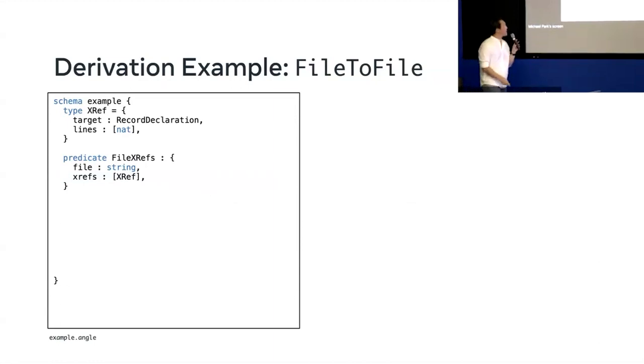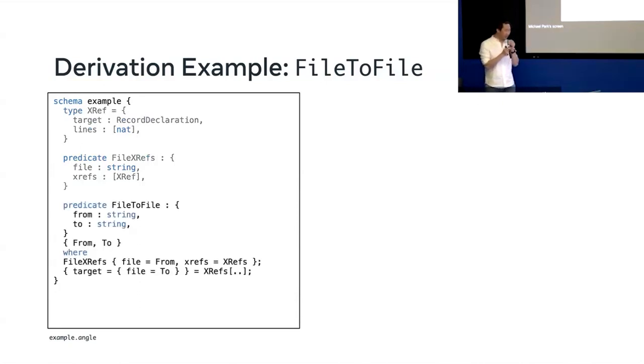Okay, so I'll show you this example. It's called file to file. The setup is exactly the same as before. We have the xref, which points to a target. We have file xrefs, which has a file and the xrefs in that file, right? And what we want to do is, I don't actually care about all those individual targets that we're pointing to. I just want to see if there are any references to other files, right?